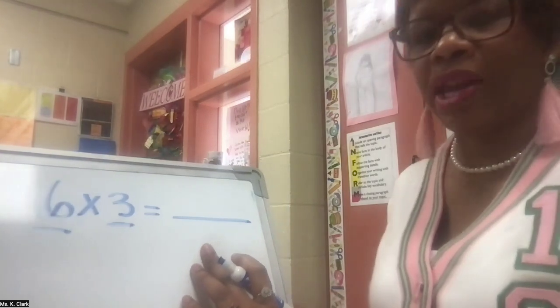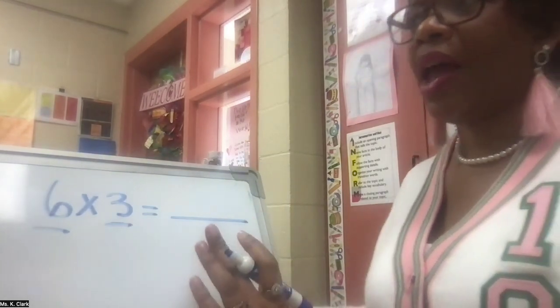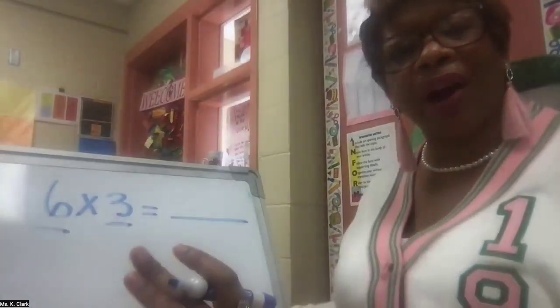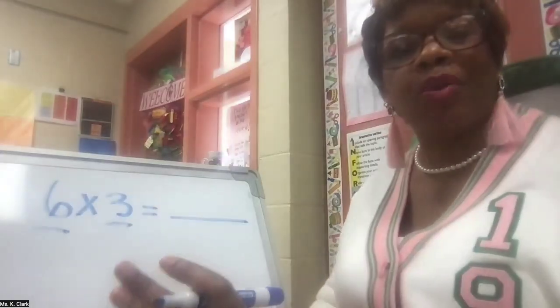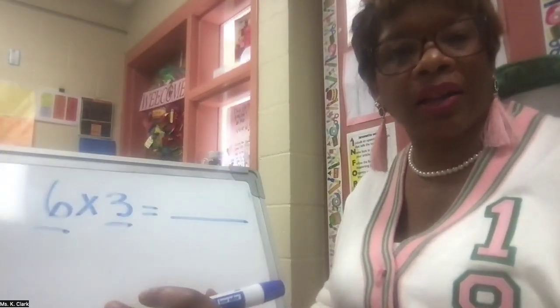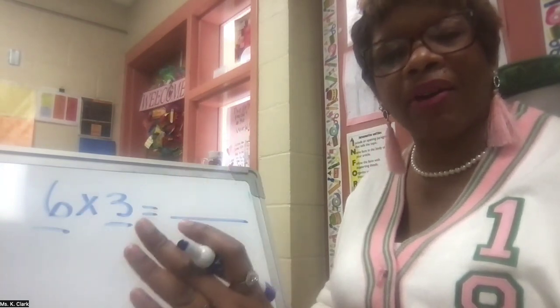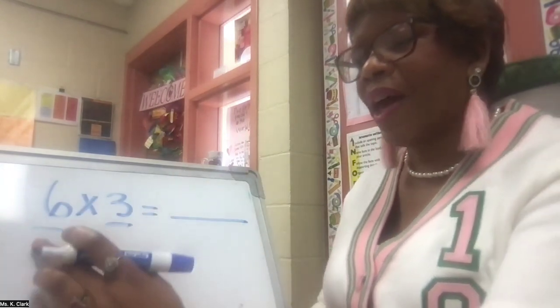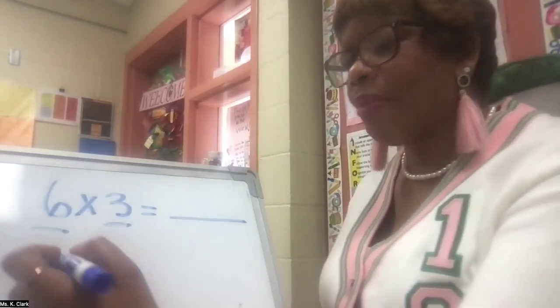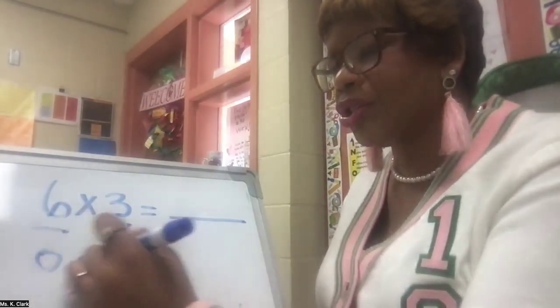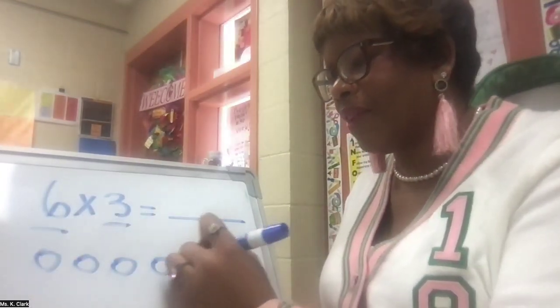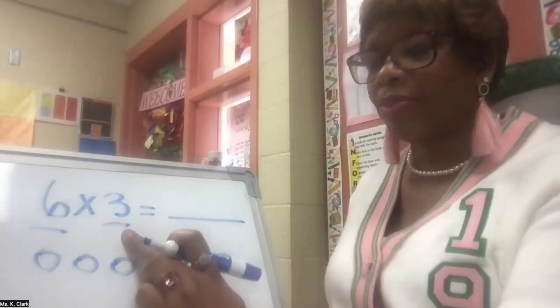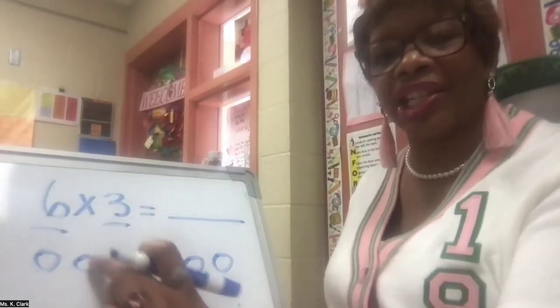Now, in order for me to make an array, I need to know what an array is. So an array is an equal amount of rows and columns. They have an equal amount in the row and in the column. So if I have 6 times 3, I'm going to put 6, 1, 2, 3, 4, 5, 6 times 3. That means I'm going to have 6 3 times.